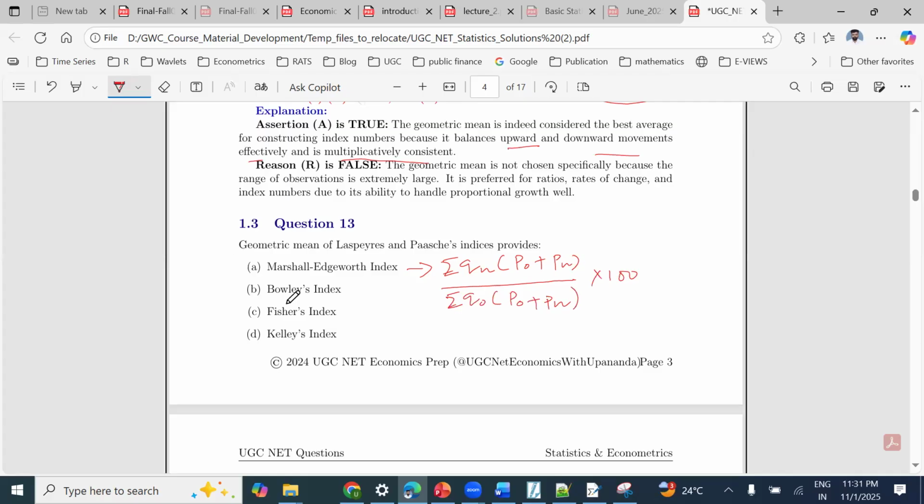So, next one is Bowley's index, okay. Anyone can tell me what is the formula of calculating Bowley's index?